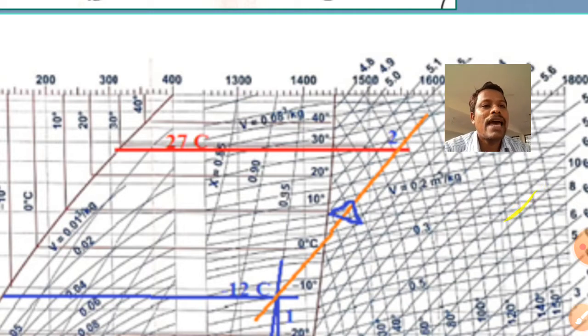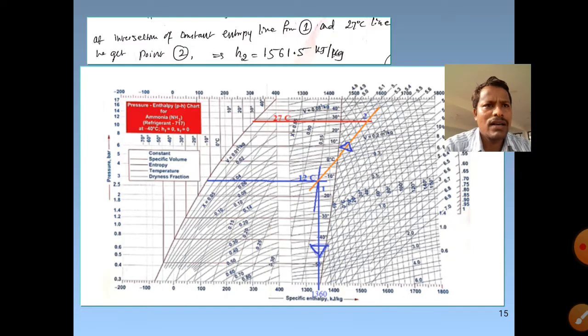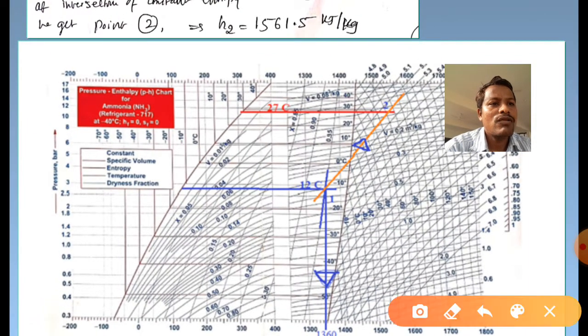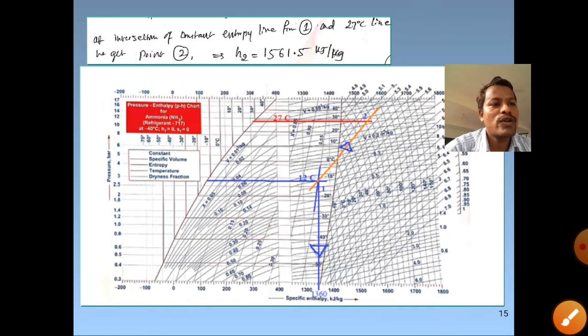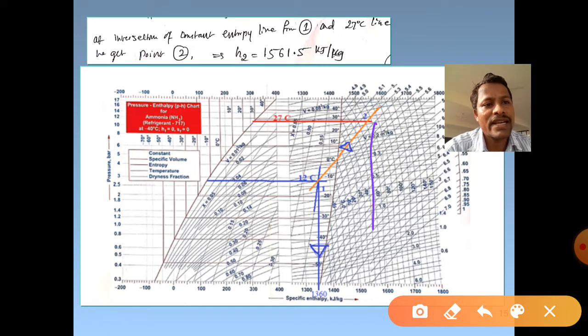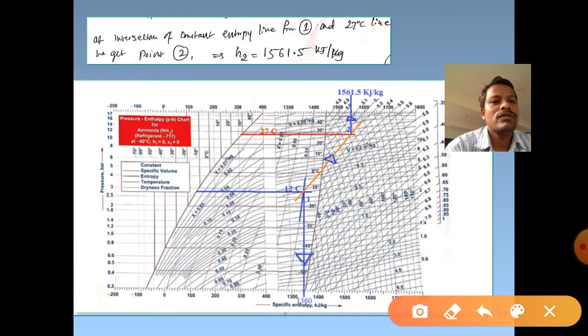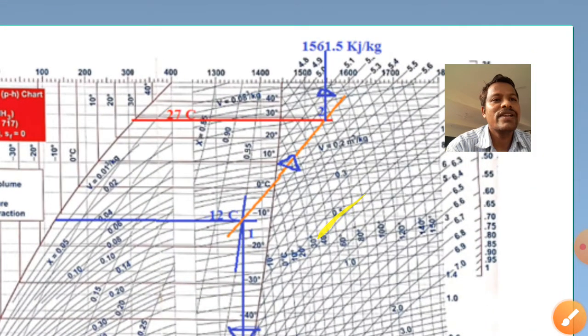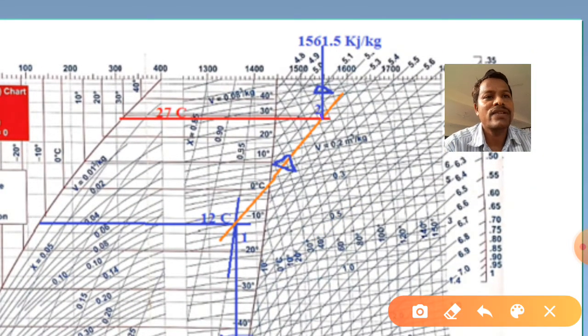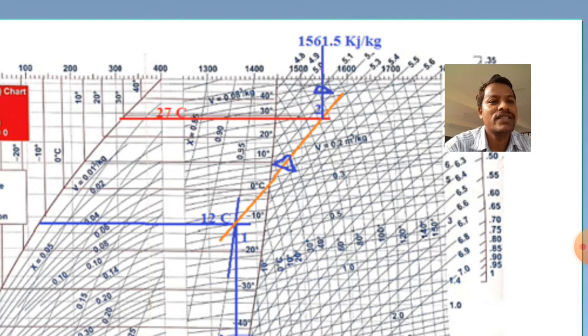Now again we have state point 1 with us, then state point 2. From state point 2, if I drop a vertical line downward, or you can also draw upward, I will be able to get the H2 value as 1561.5 kilojoule per kg. So here it is shown in the next slide, that is 1561.5 kilojoule per kg. From this point we have drawn it.